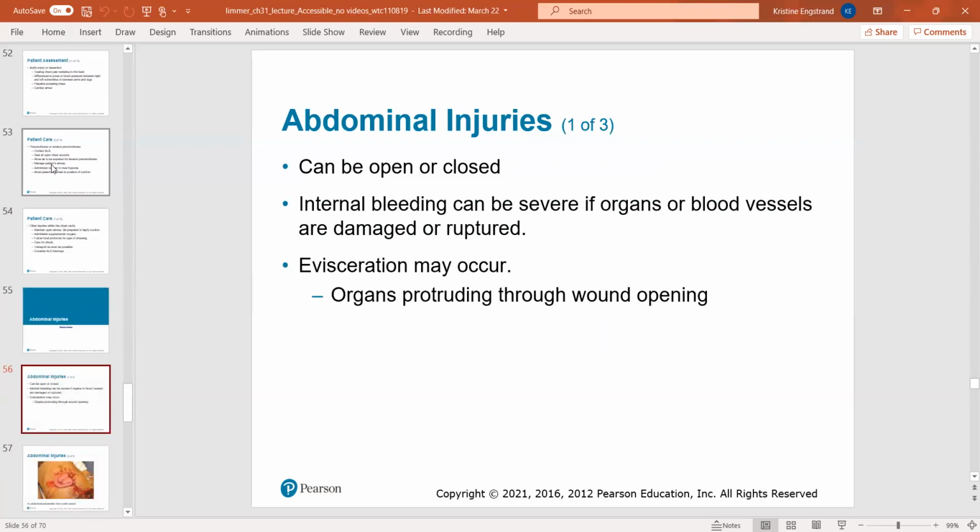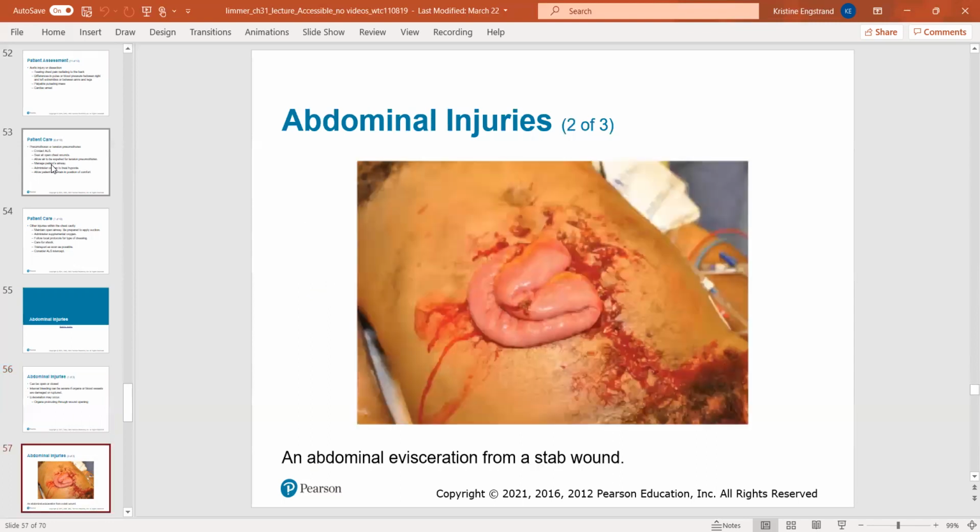So abdominal injuries can be open or closed. We discussed that already in the last chapter. Internal bleeding can be severe, of course, if organs or vessels are damaged or ruptured. An evisceration may occur. An evisceration is organs protruding through the wound. So somebody stabs somebody in the gut and you're seeing intestines. What are we going to do about it? That's what we're going to talk about.